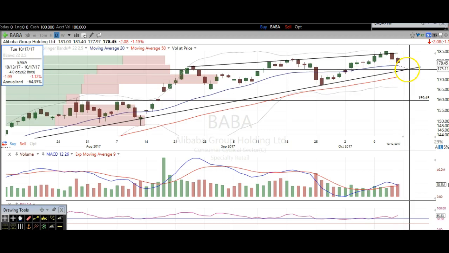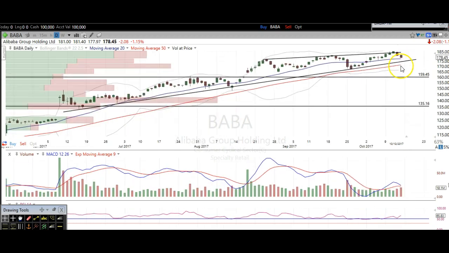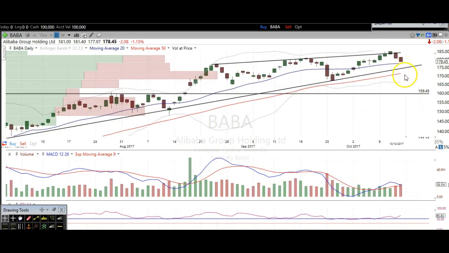And we're coming into our target near about 175, which could definitely give Alibaba a bounce here. You can clearly see we've got this trend line started here, got a bounce there, here, right there, here, and then we're coming into that level, which is also just above the 50-day moving average, which is that red line right there. So we'll see what happens.